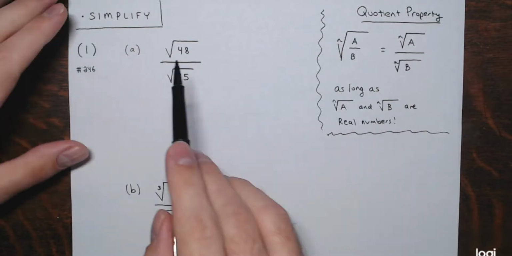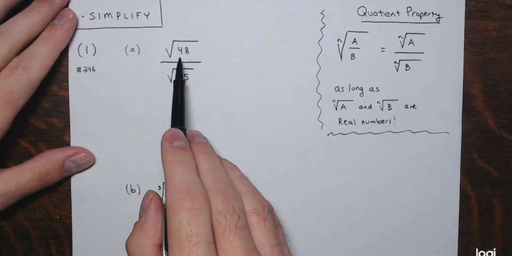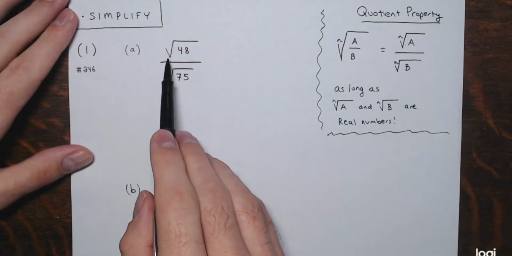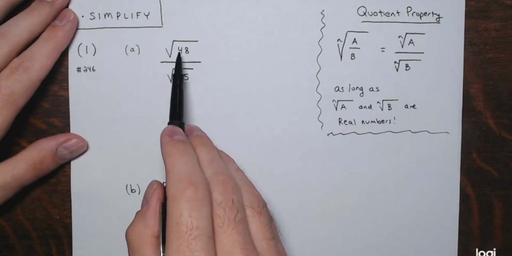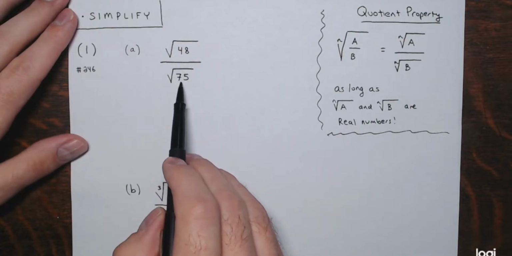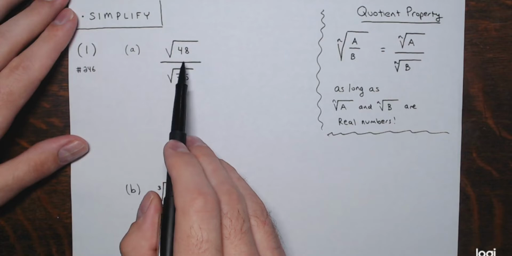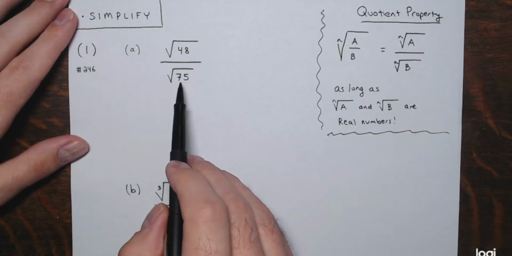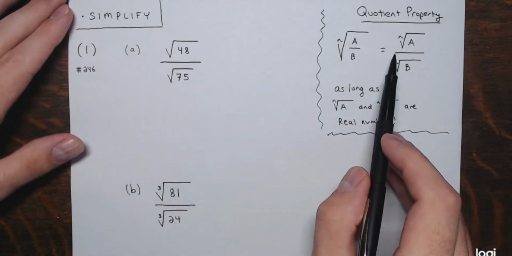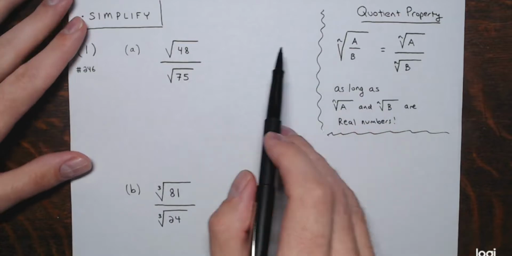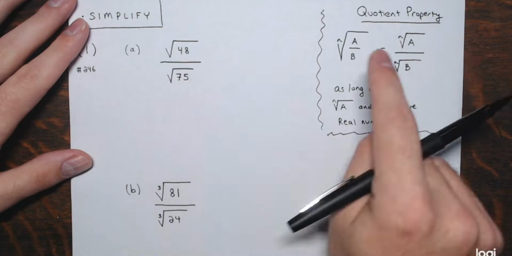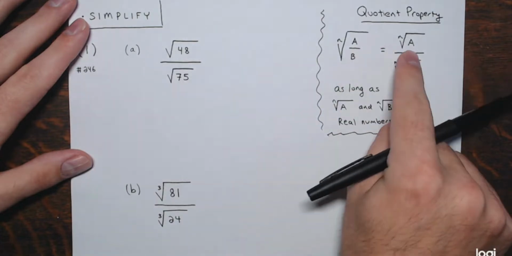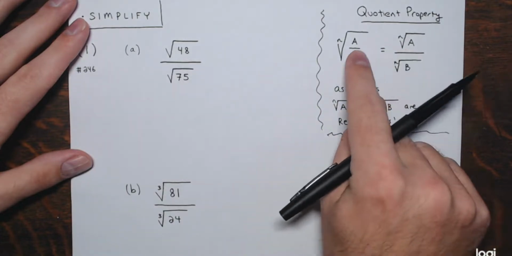Here in part A, I have even roots, square roots being divided. And the radicands are both non-negative. They're positive 48 and positive 75. So these are real numbers, and I can apply this quotient property. That's what I'll do for most of these exercises, jumping back and forth a lot between the left and right side of this property.